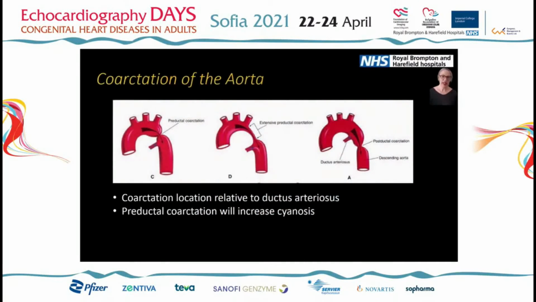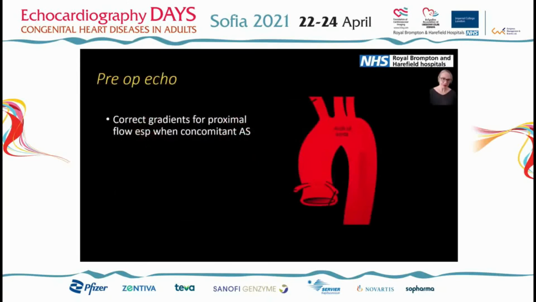So coarctation of the aorta can happen in multiple locations up there in the aortic arch, and we usually describe it in children at least in a position relative to the ductus arteriosus. So a pre-ductal coarctation will actually increase the cyanosis because there will be flow from the duct mixing with the blood, so that deoxygenated blood that's coming from the pulmonary artery through the duct into the descending aorta. So you might have a differential cyanosis where the feet are blue.